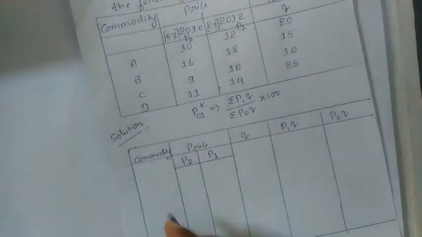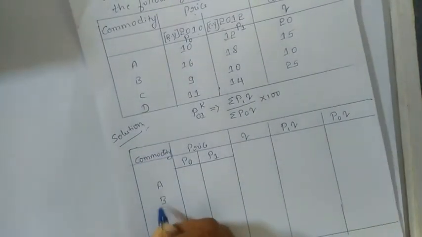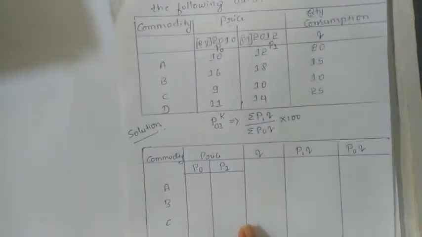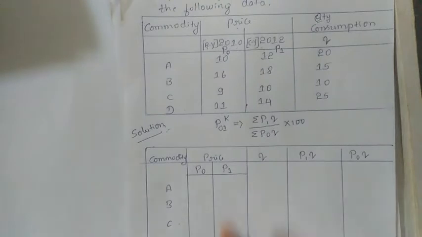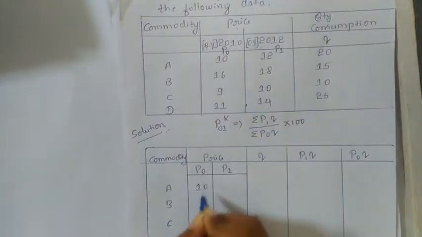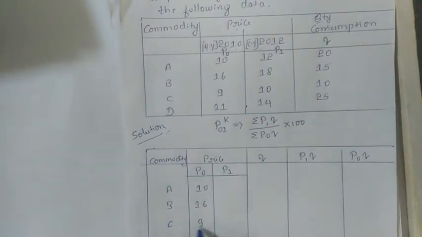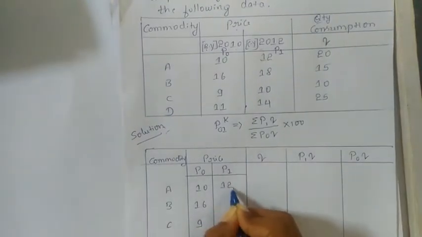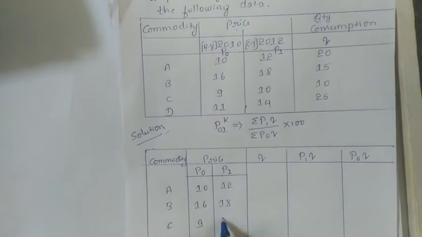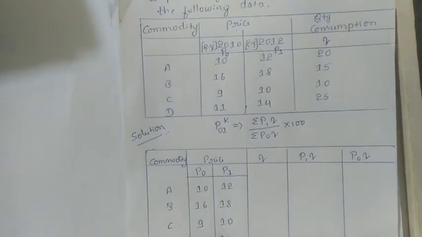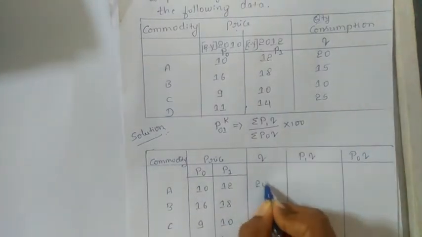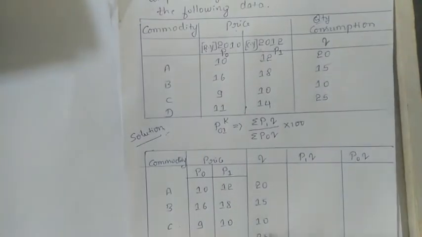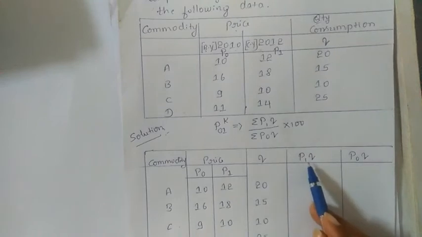Then write the commodity A, B, C, D. Next is P0. Here P0 values are 10, 16, 9, 11. Next P1 values are 12, 18, 10, 14. Next Q values 20, 15, 10, 25.